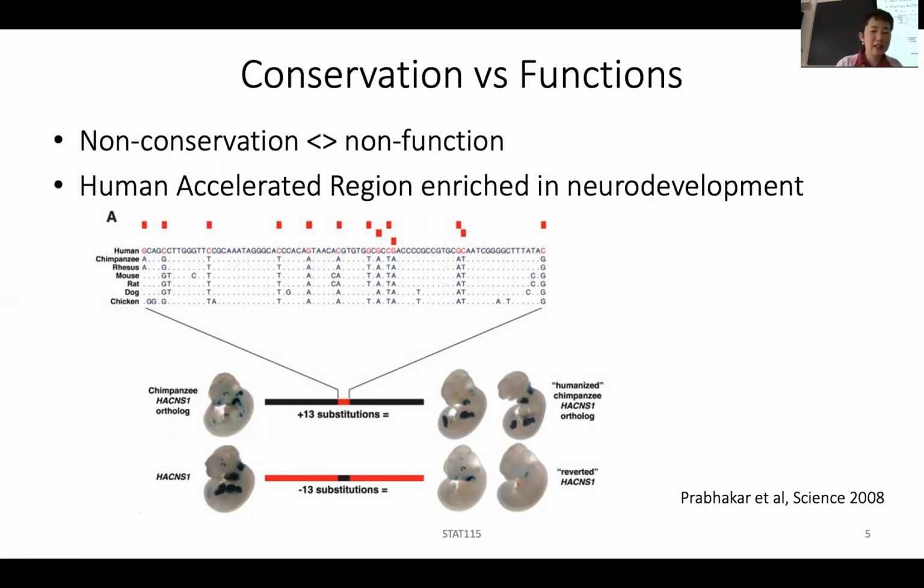And another interesting study that people have looked at is human accelerated regions. So there are regions in the genome, for example, in this example, this is the human sequence. And if you look at the chimpanzee, rhesus monkey, mouse, rat, dog, chicken, they are quite conserved. And suddenly in human, all these bases are changed. There seems to be a positive selection, meaning that this particular nucleotide, once it changes, somehow gives humans a much better evolutionary advantage. And therefore they are being fixed into the genome.